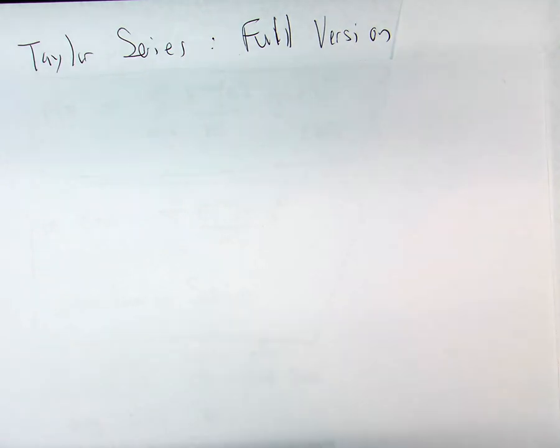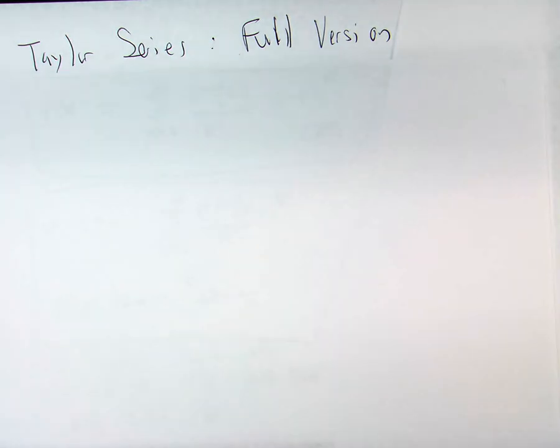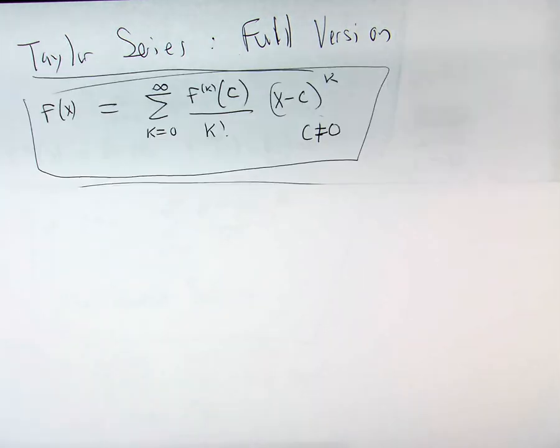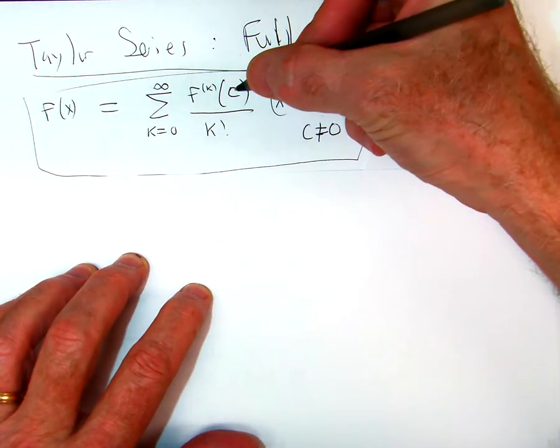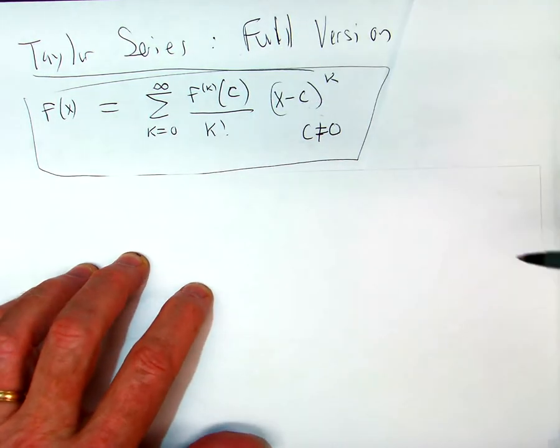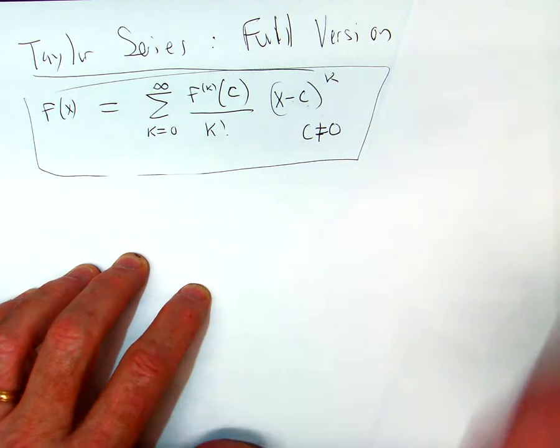In order to keep things simple in class, I gave you a simplified version of the Taylor series. So in this video, which is entirely optional, I want to go over the full version and then show you why it's useful. So the full version is this, and it's basically the same as what we did in class, except we use the number c not equal to 0, and we're going to expand around x minus c.